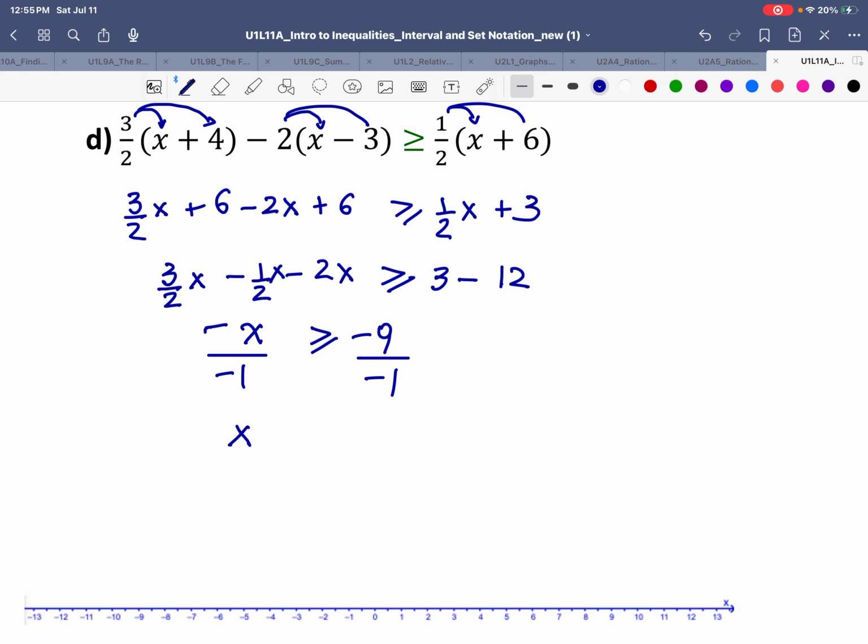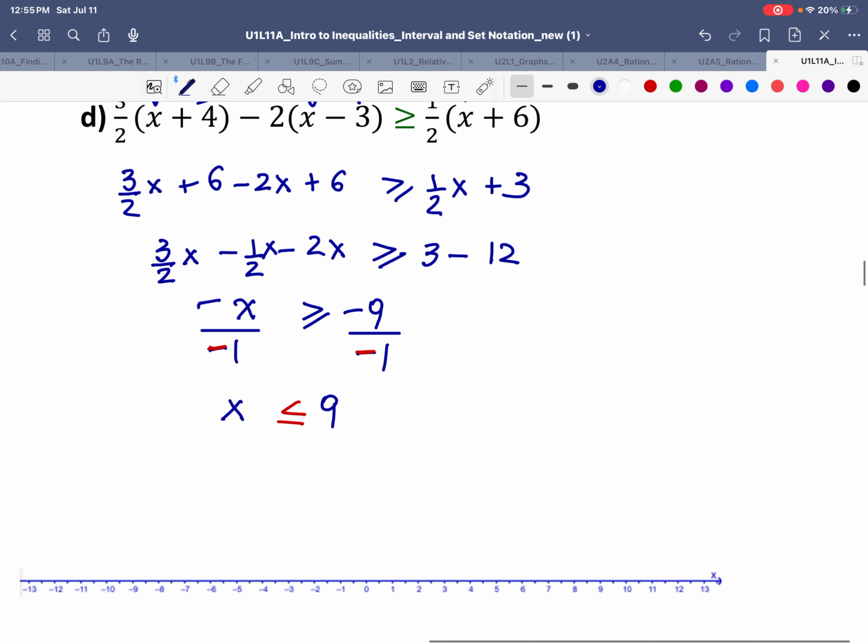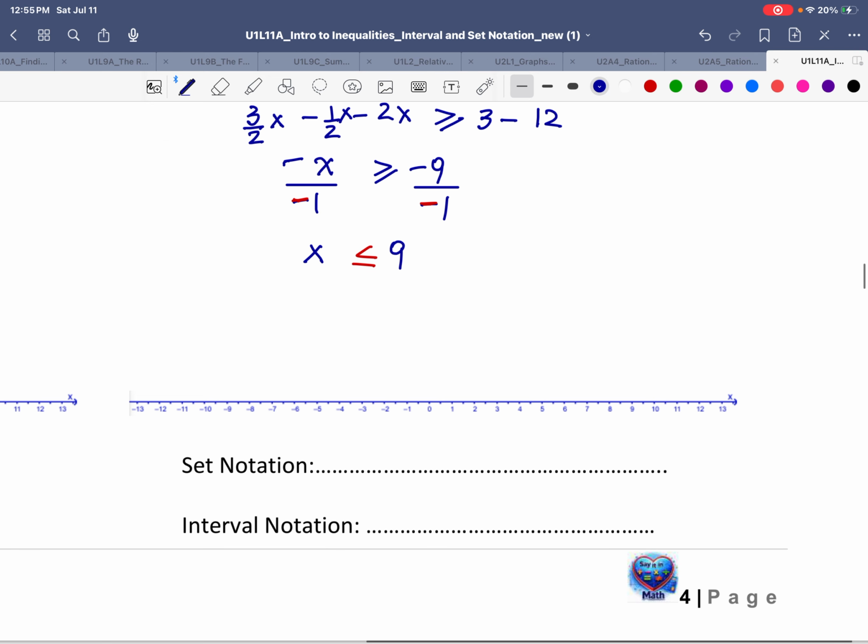So remember that we are dividing by a negative, which will change the direction of the inequality to less than or equal to, and negative 9 divided by negative 1 will be positive 9. Now, let's draw this on the number line. This is a very nice solution. And here is number 9. And the rest of the values will be less than this.